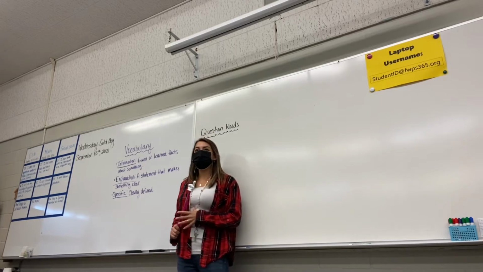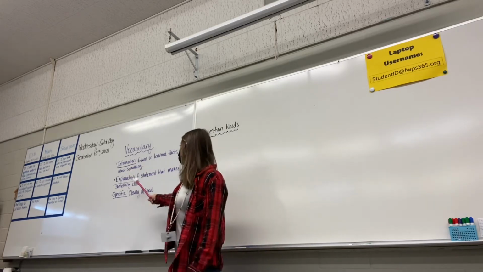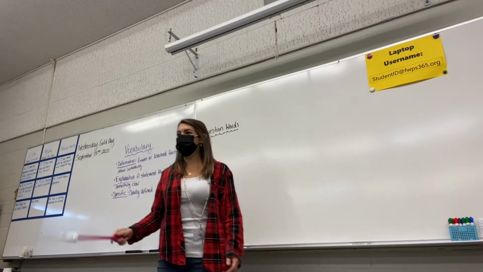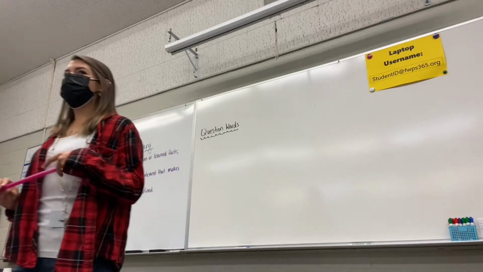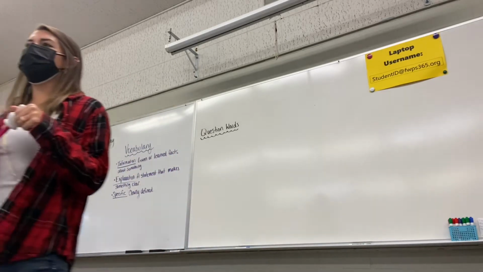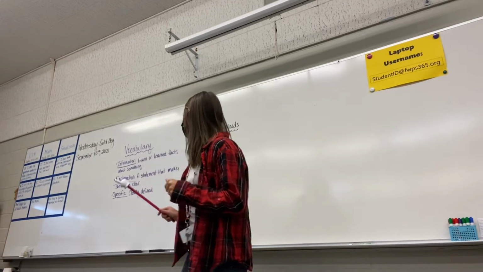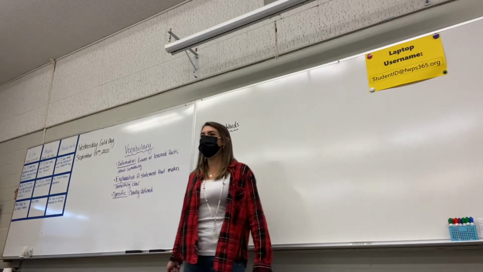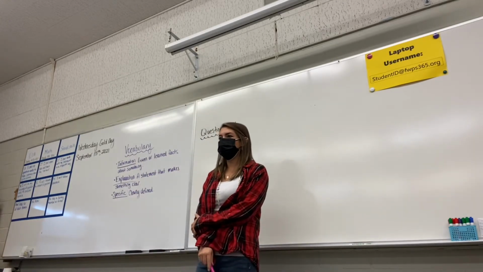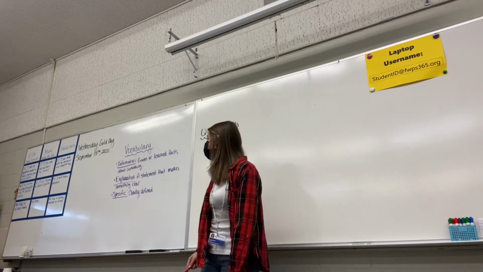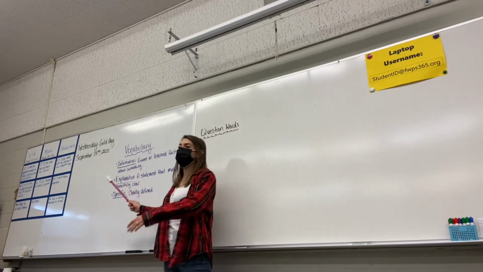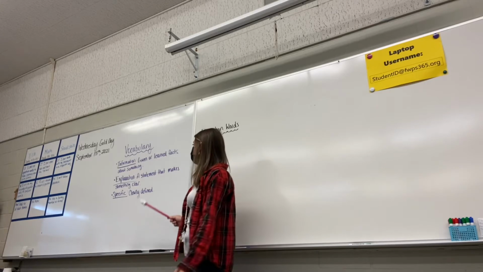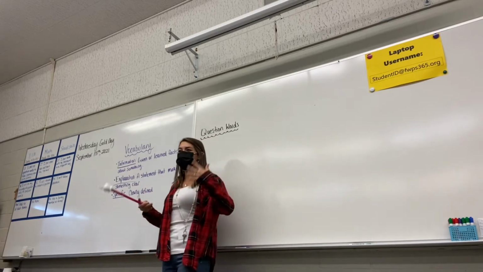Does anybody think of a way to use that word in a sentence? Explanation. Somebody other than Solomon and Samir. Let's say Irving. Explanation. How could you use that in a sentence? I explained what happened. Perfect. I explained what happened. The teacher gave an explanation about the lesson. You're making it clear. You're giving details.